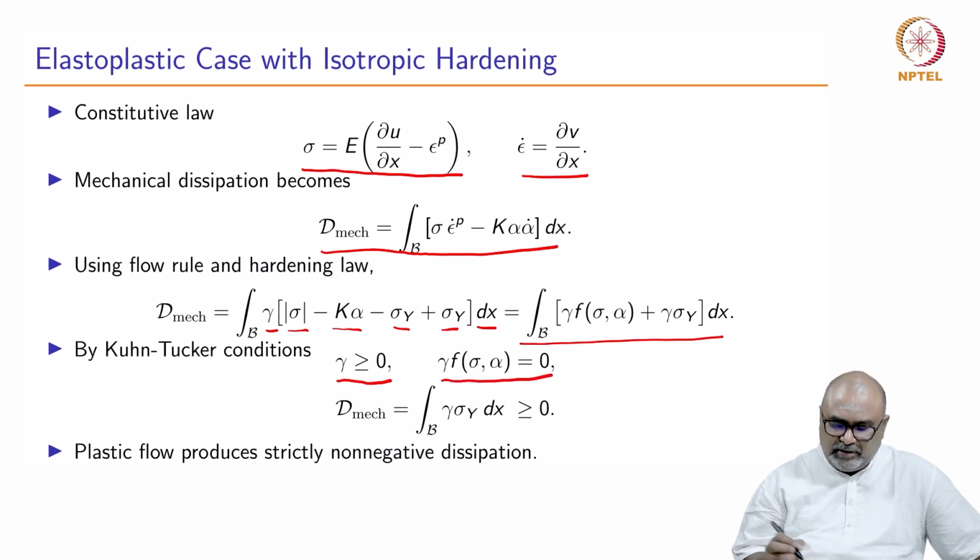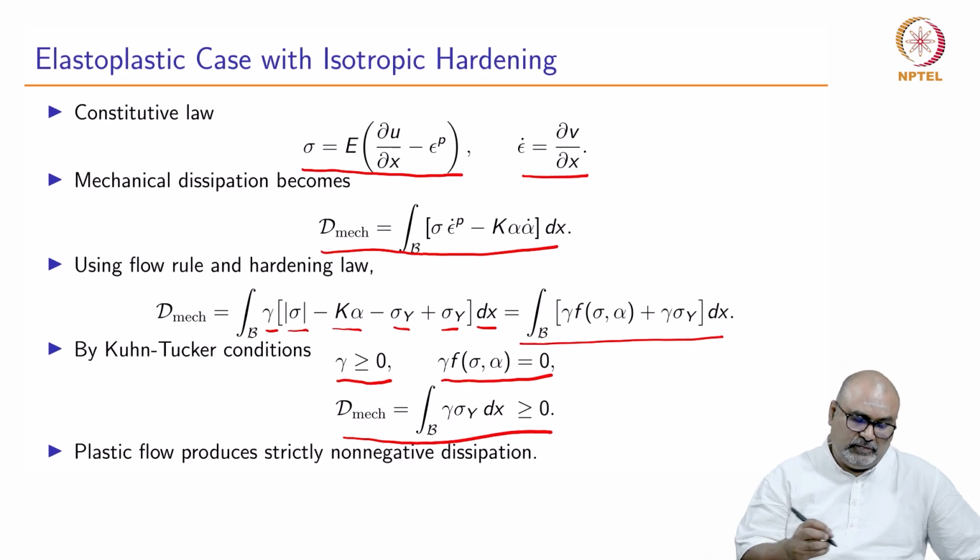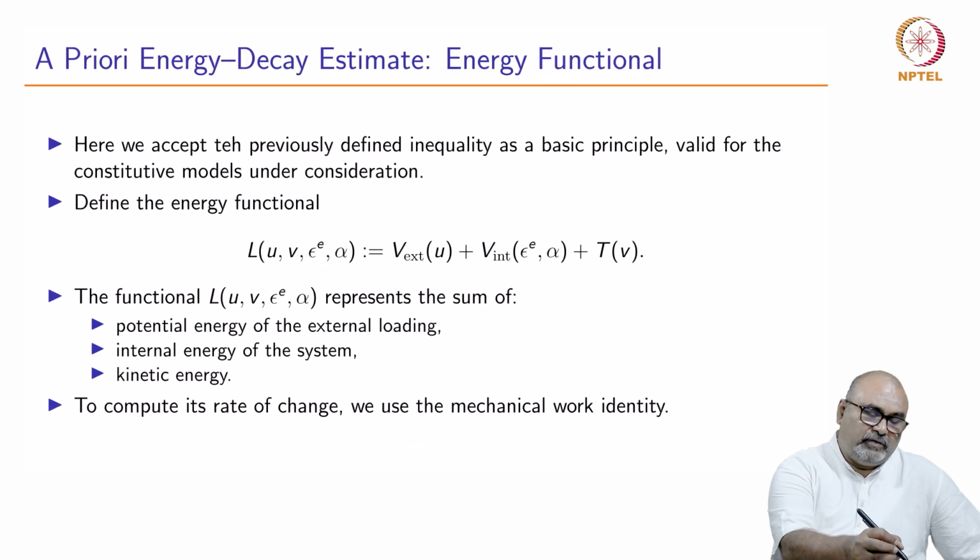Gamma f of sigma, alpha is equal to 0, and D mech is defined as the integral over the domain of gamma sigma y dx, which must be greater than or equal to 0. The plastic flow produces strictly non-negative dissipation. So, there is going to be a dissipation, D mech, which is always greater than or equal to 0 during a plastic process.